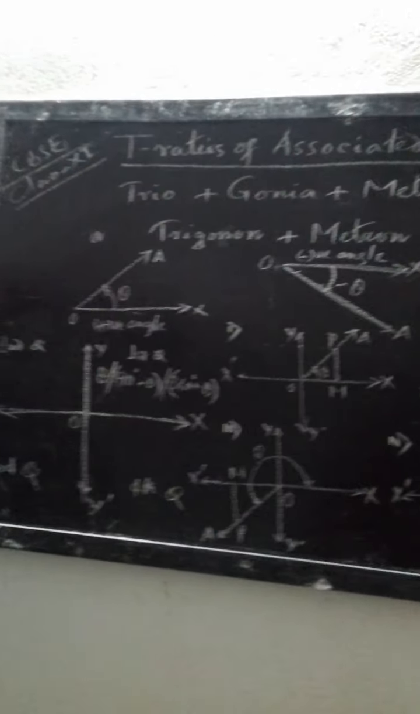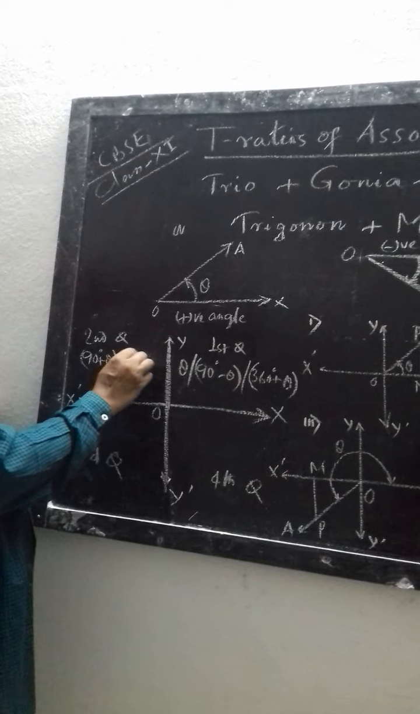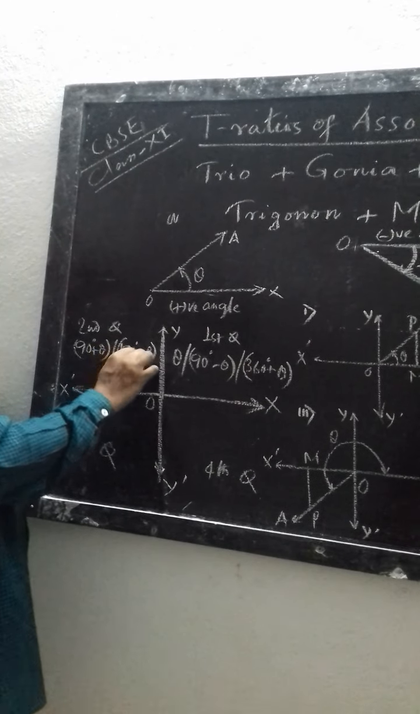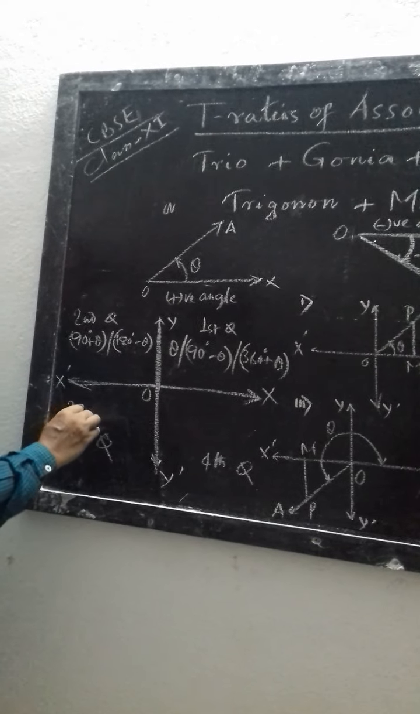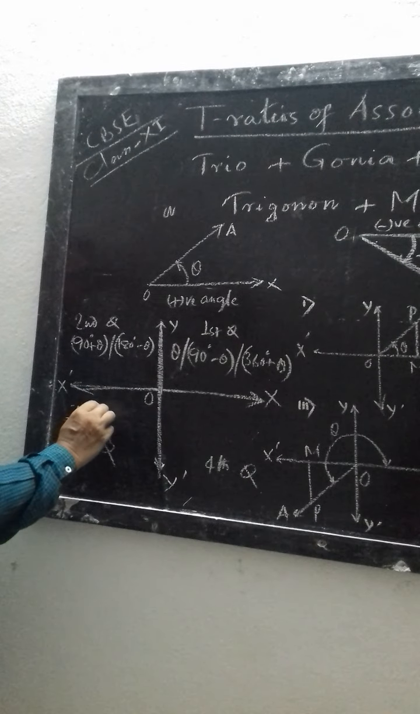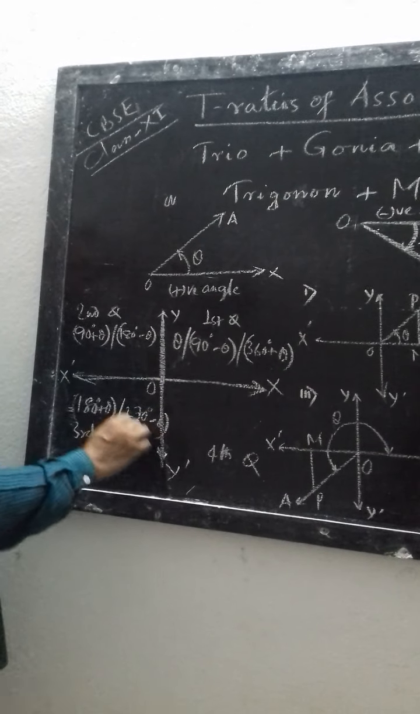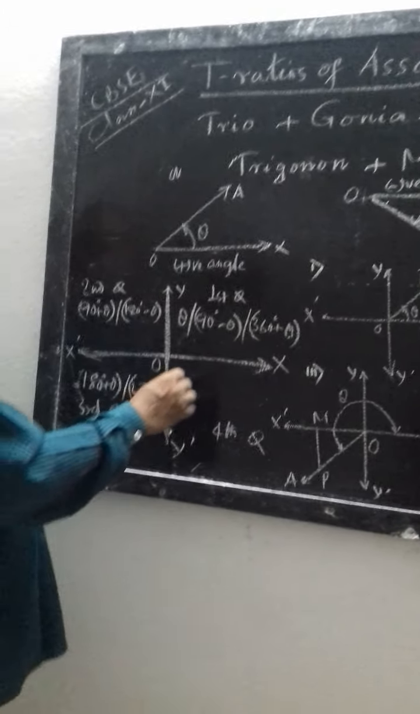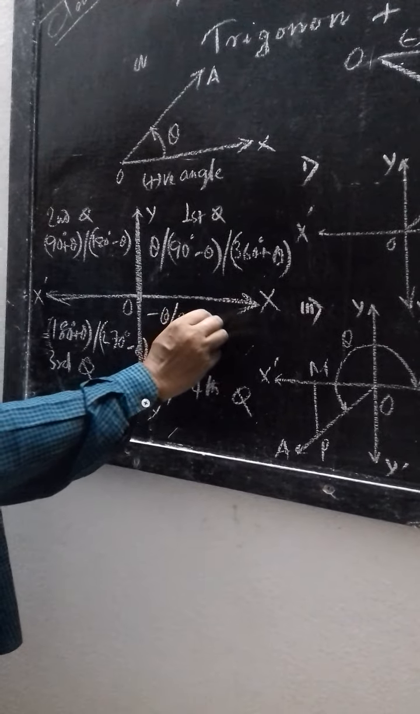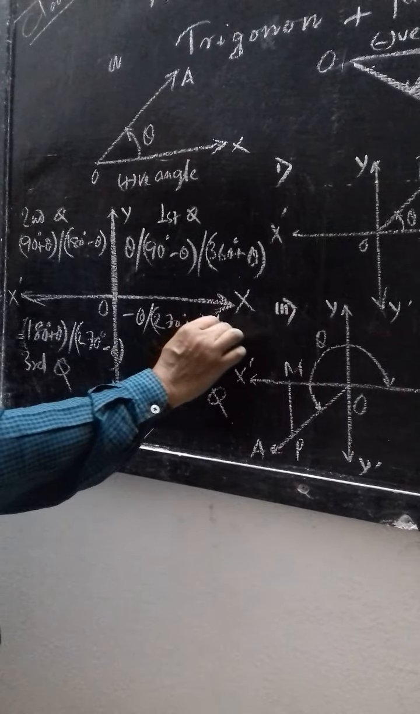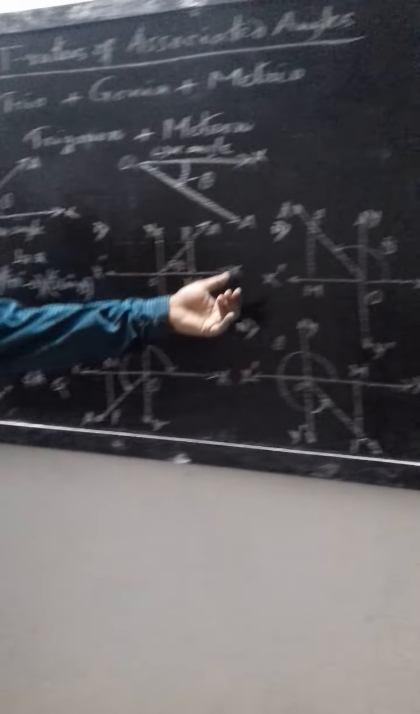Any second quadrant angle can be represented by 90 degree plus theta or 180 degree minus theta. Any third quadrant angle is represented by 180 degree plus theta or 270 degree minus theta, and a fourth quadrant angle is represented by minus theta, or 270 degree plus theta, or 360 degree minus theta.